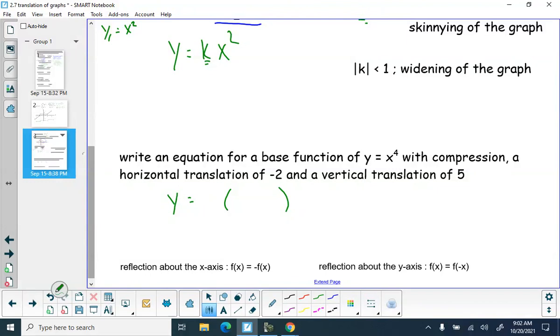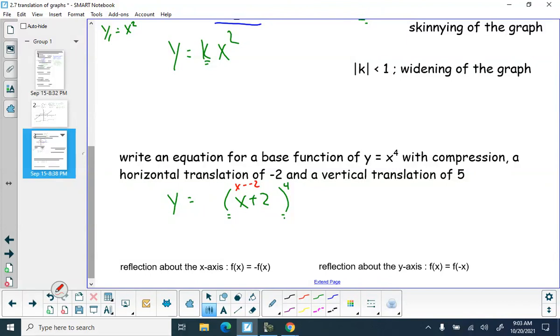If we first take a look at just the horizontal translation, we have our quantity here inside the parentheses. What could we write inside the parentheses to take care of the horizontal translation? Emily? X plus 2, and that will be to the fourth power. We have x minus a negative 2, which gives us x plus 2.